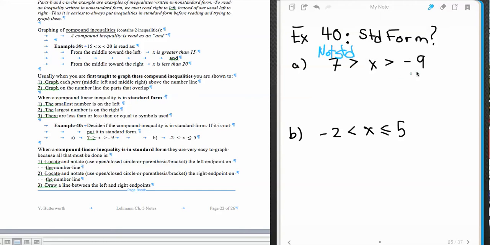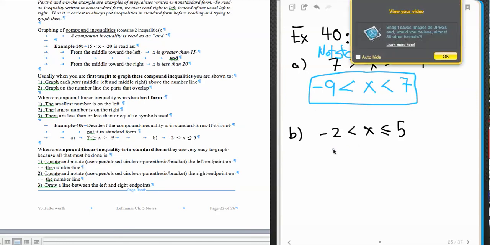To put this in standard form, I'm going to start by putting the -9 over on the left and the +7 over here on the right, putting the x in the middle. Now you see that the inequality with the 7 points toward the x, so I'll do that. And over here I see that the inequality with the -9 points to the -9, so I'll make it point to the -9. And now you see a compound inequality in standard form. The -9 is the smaller of the two endpoints, -9 and +7. It is on the left, the larger one is on the right, and I have two less than symbols, so I know that's in standard form.